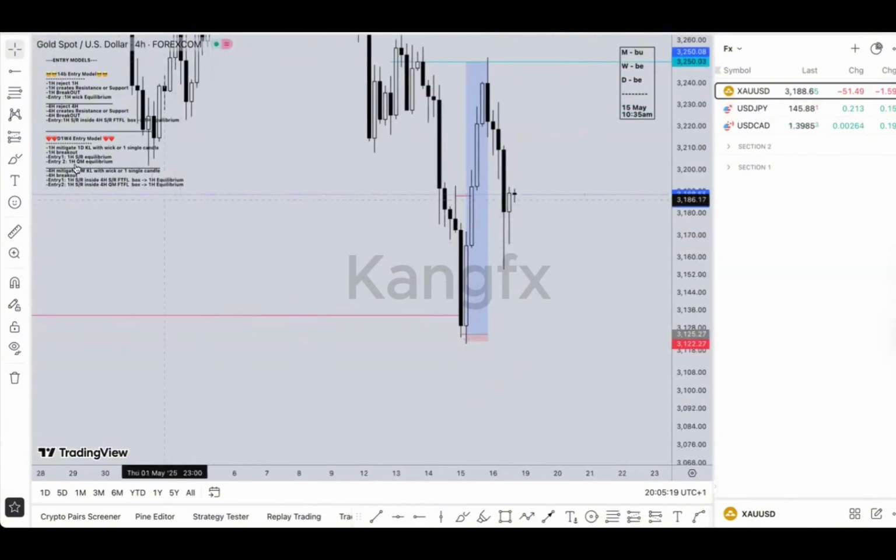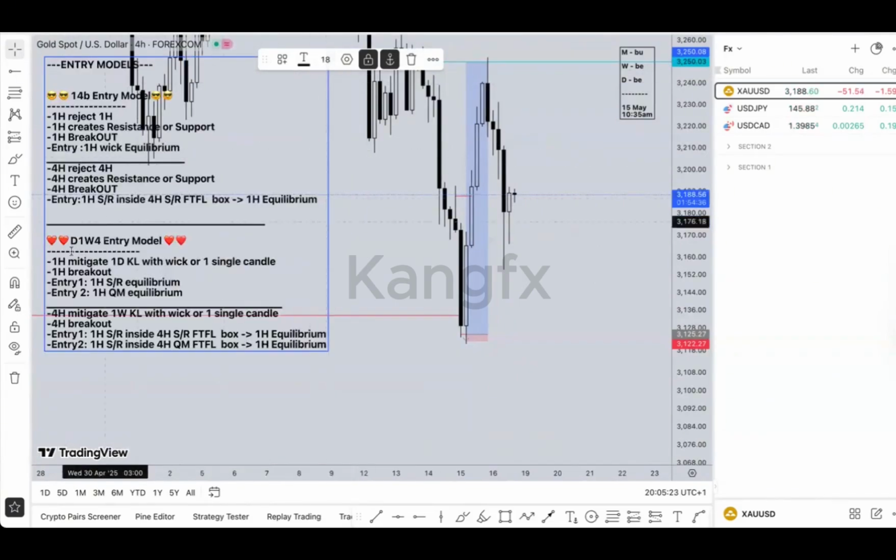Remember, as you're using this D1W4 trading model, entry model, a rejection on daily and a breakout on 1 hour doesn't mean that the storyline has changed. It doesn't mean the storyline has changed. That's why I said this entry model is used for confirmation entry and for retracements or pullbacks. Pullback and retracement is the same thing. Confirmation entry or retracements, that's when you use this one.